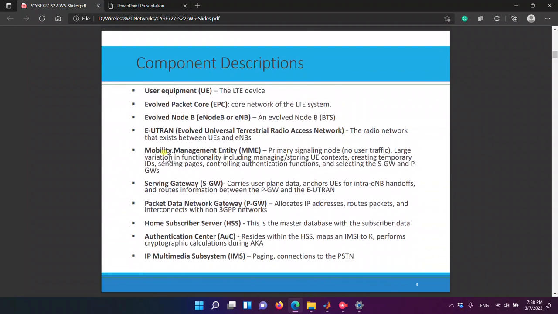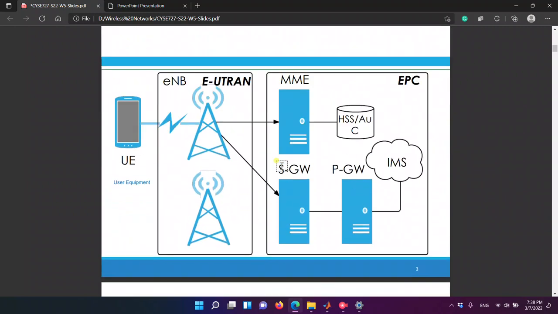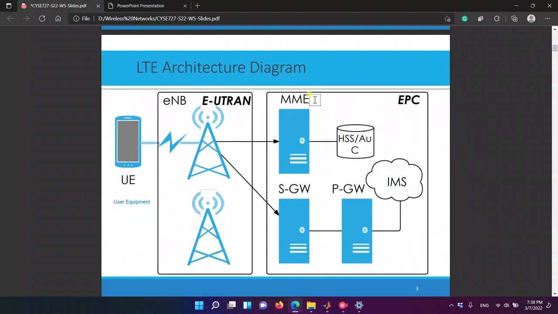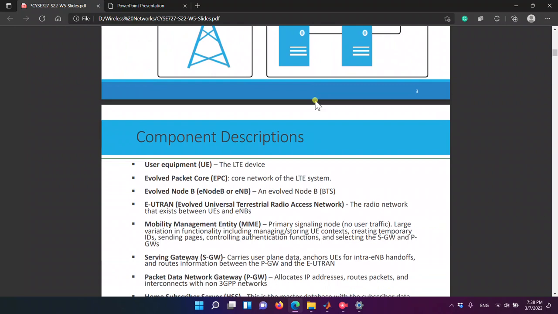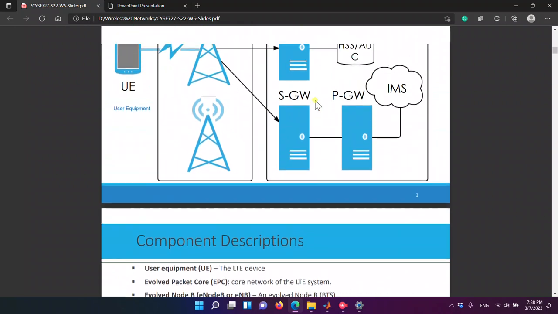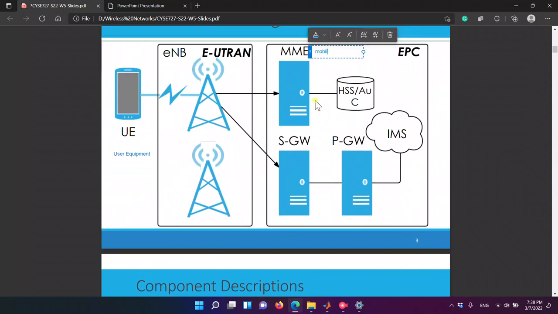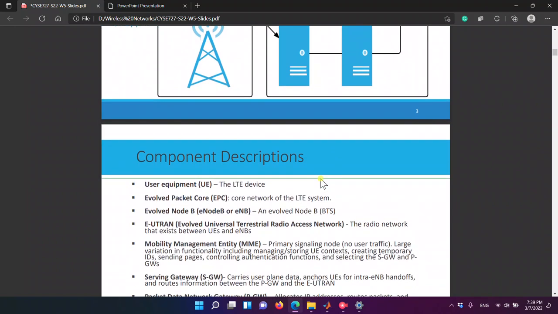Okay, so MME means mobility management entity. What did we say? Mobility management entity.